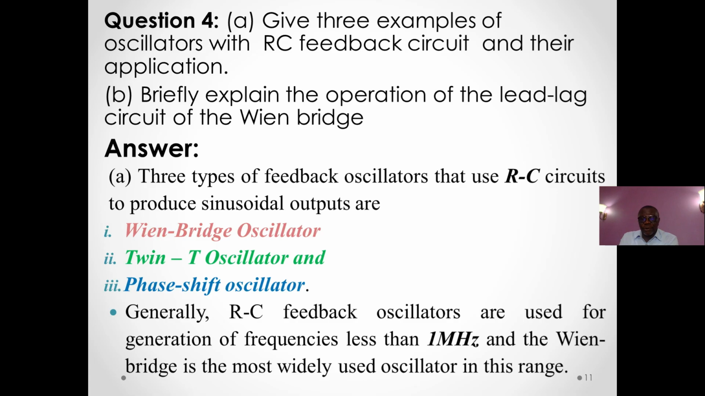When you are looking for low frequencies, you use these circuits to generate them. And the Wien bridge is the most widely used one in this range of frequency generation. That is why in our model we treated this Wien bridge. And the second question is asking us to explain the operation of this Wien bridge oscillator.